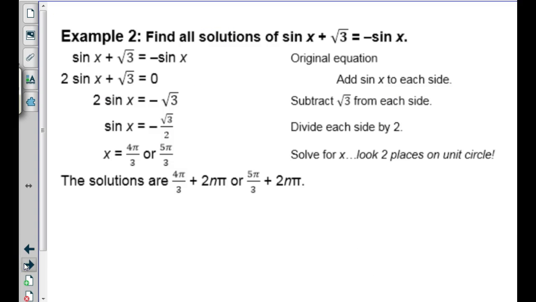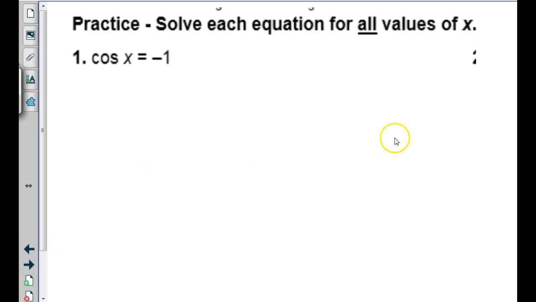All right, here was their solution. Let's try this one together. Not complicated, right? Because it's already solved. Where's the cosine negative 1?